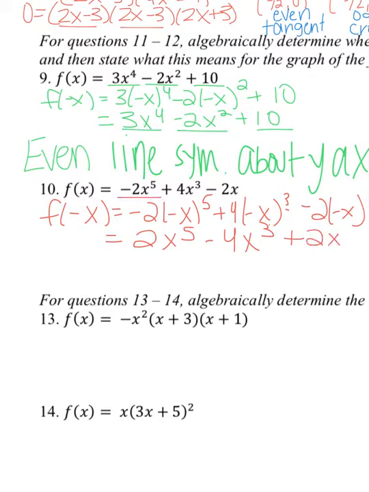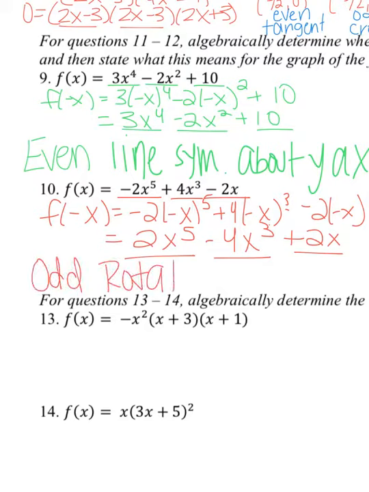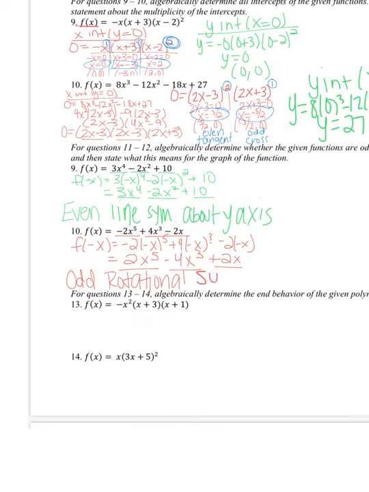So negative 2x to the fifth, positive 2x to the fifth. Positive 4x to the third, negative 4x to the third. Negative 2x, positive 2x. This function is odd. There is rotational symmetry of 180 degrees. All right?